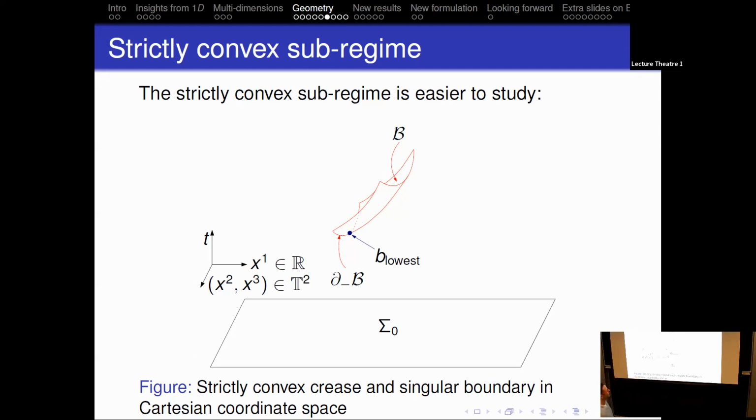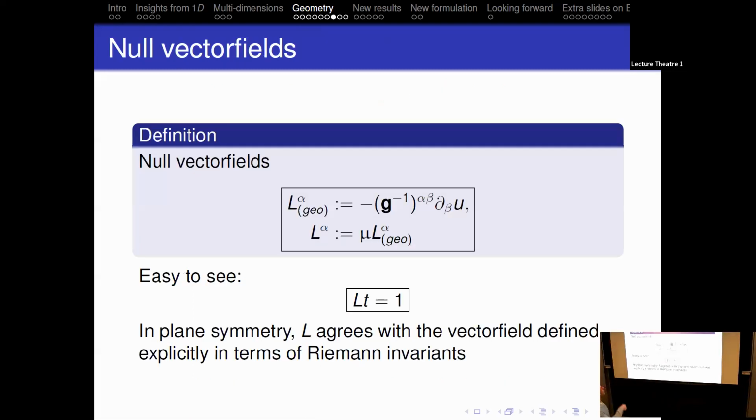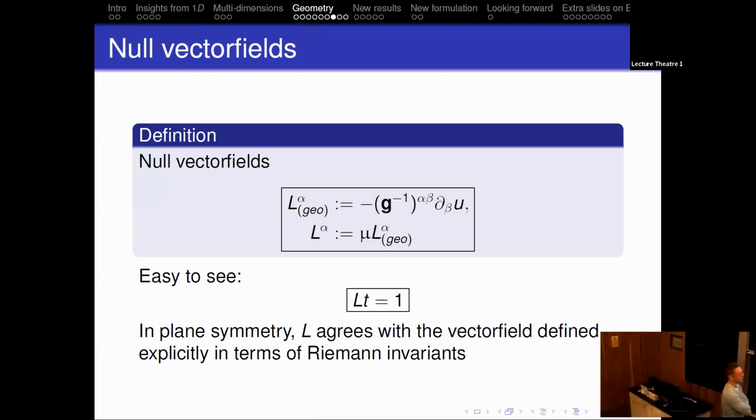Okay, so what we are really after is a set of techniques that allows us to study large portions of the solution across space and across time. And so that basically forces us to introduce techniques that can handle situations where you don't have convexity. Okay, so let me just say a little bit more about geometry.